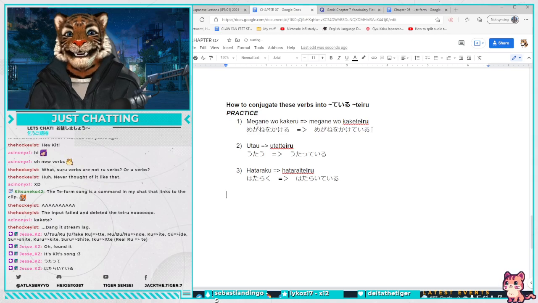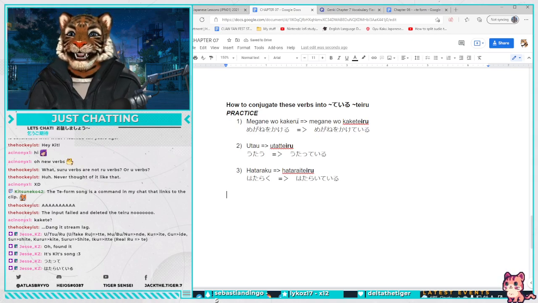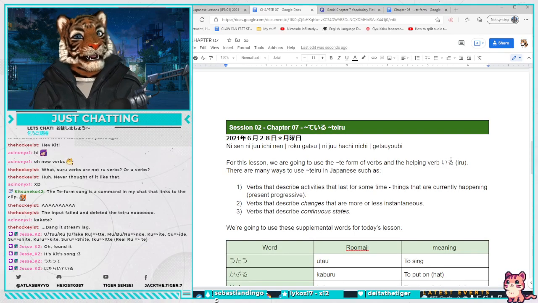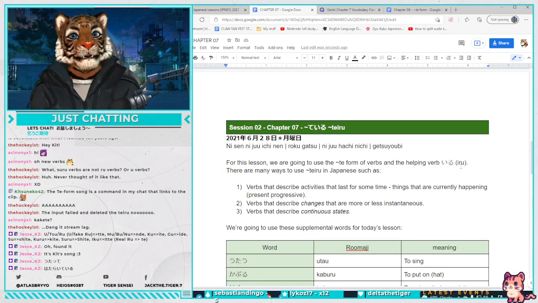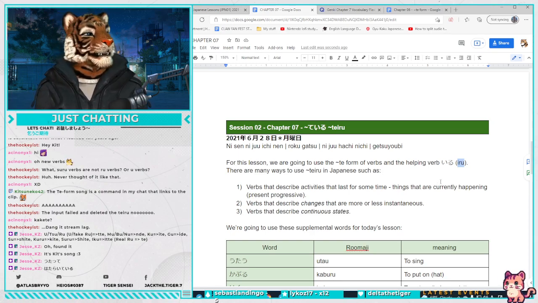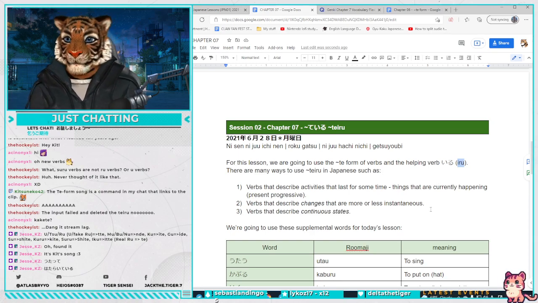You're basically just adding iru at the end of your te form. And that's why we called it te form with helping verb iru. Remember, we're not going to use aru. It's always going to be iru for these words, regardless if we're talking about a living or non-living thing.